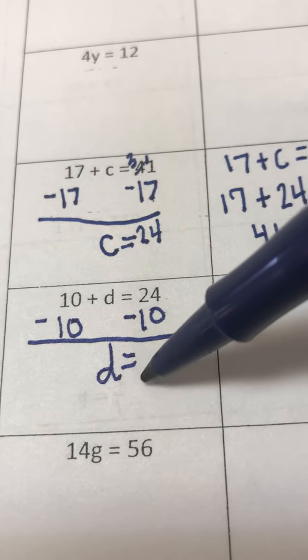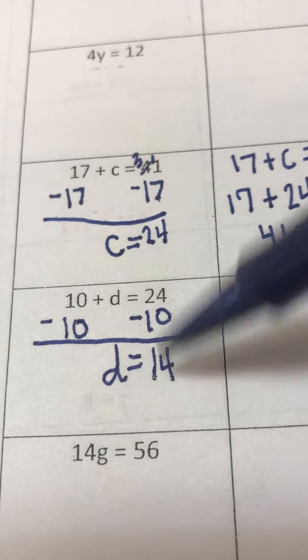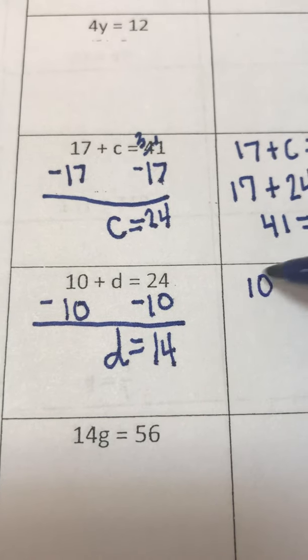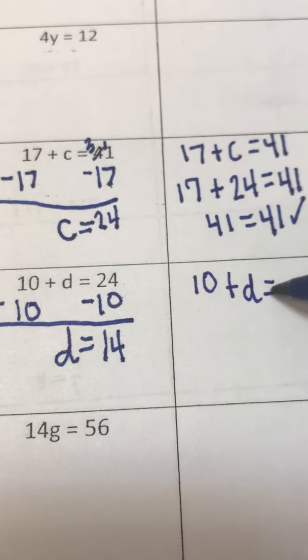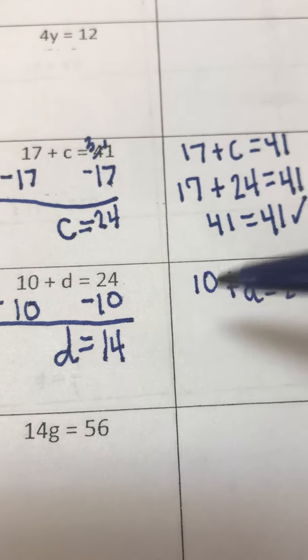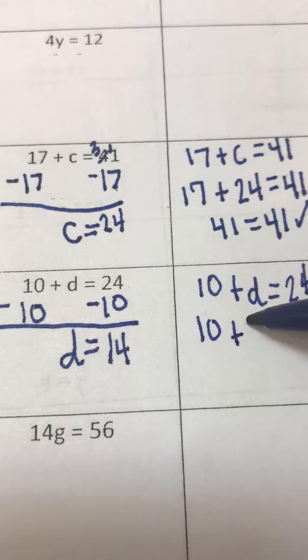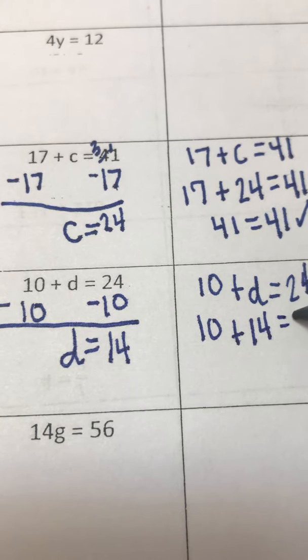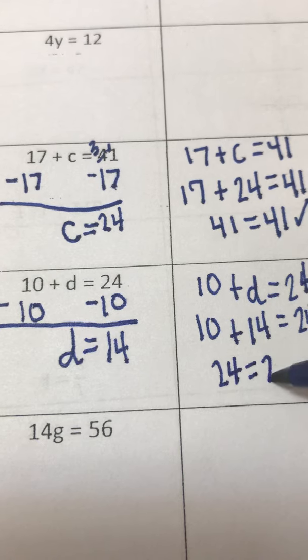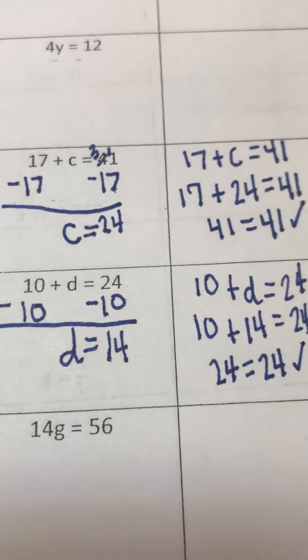24 minus 10, 14. I can check my work by rewriting the original equation, 10 plus D equals 24, and plugging in what I got as my answer. 10 plus 14 equals 24. And 24 does equal 24, so I know that my answer is correct.